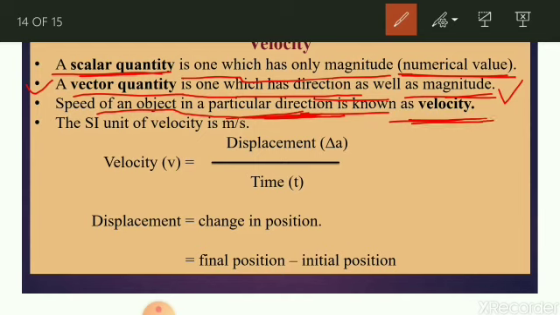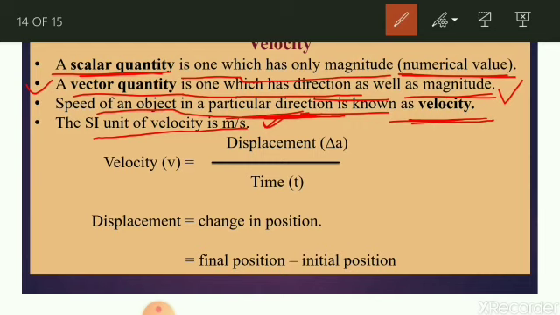Here speed is a scalar quantity because speed only tells us the numerical value, or the magnitude, but velocity tells us the direction. So velocity is a vector quantity and speed is a scalar quantity. But when it comes to the SI unit of velocity, it will be the same as speed. So the SI unit of velocity is meter per second.